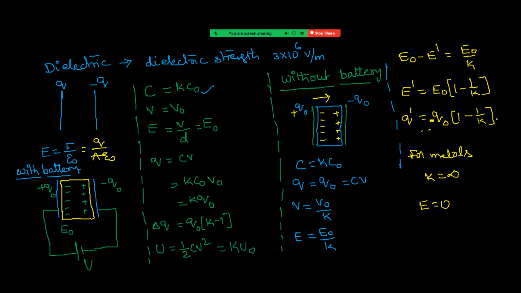Okay. So this relation we use frequently while solving problems. Induced charge: Q dash equal to minus Q naught into 1 minus 1 by K. If it is a conductor, then how much? If it is a plus Q naught, it will induce minus Q naught, because this is 0 for a conductor, right? So Q dash equal to minus Q naught, right?